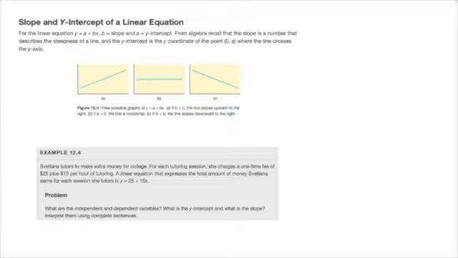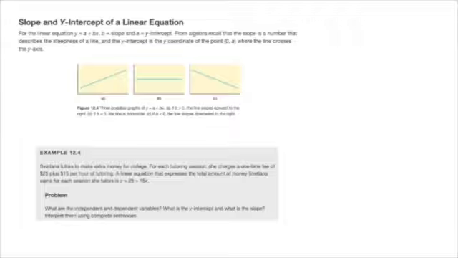All right, slope and the y-intercept of a linear equation. So in this equation, a is your y-intercept, b is your slope. I kind of already talked about that on the previous slide. From algebra, recall that the slope is a number that describes the steepness of a line. So for example, this is a positive slope. This would be a slope of 0 because there's no rise. And then this is a negative slope. The y-intercept is the y-coordinate of the point (0, a). So any y-intercept will have an x-coordinate of 0.